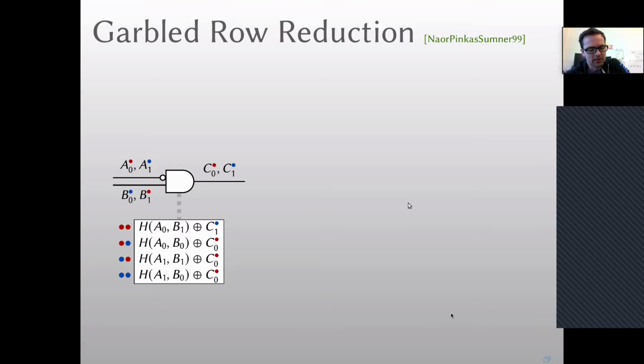If you think about these garbled gates, you're encrypting a truth table, and the truth table has 4 entries because there's 4 possible input combinations to a boolean gate. So it makes sense to me that when you encrypt the truth table, you have 4 entries, 4 ciphertexts, 1 for each row of the truth table. And then I learned that, back in '99, Naor, Pinkas, and Sumner figured out that actually you don't need 4 ciphertexts, you can do 3. And I thought that was amazing. It was very surprising to me.